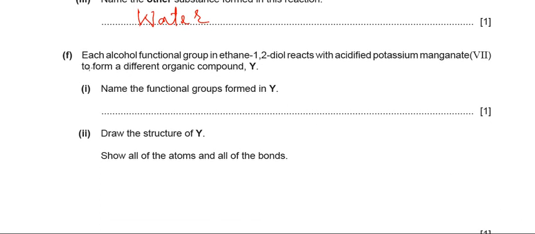Next, he says each alcohol functional group in ethane-1,2-diol reacts with acidified potassium manganate to form a different organic compound Y. Name the functional group formed in Y. So remember that whenever alcohol is reacted with potassium manganate, an oxidation reaction takes place, and whenever any alcohol gets oxidized, it will produce carboxylic acid. So the functional group will be carboxylic acid.